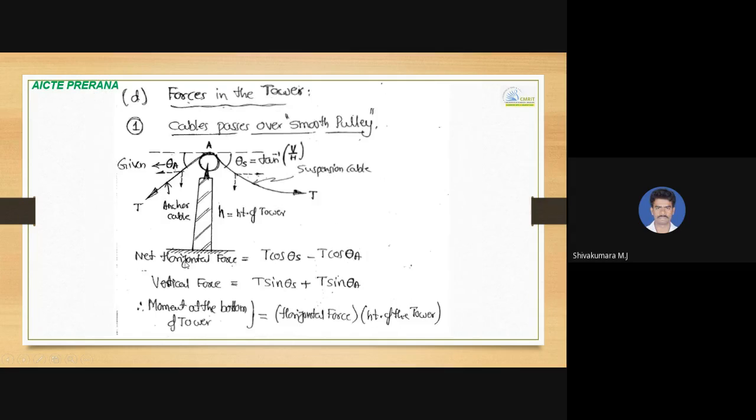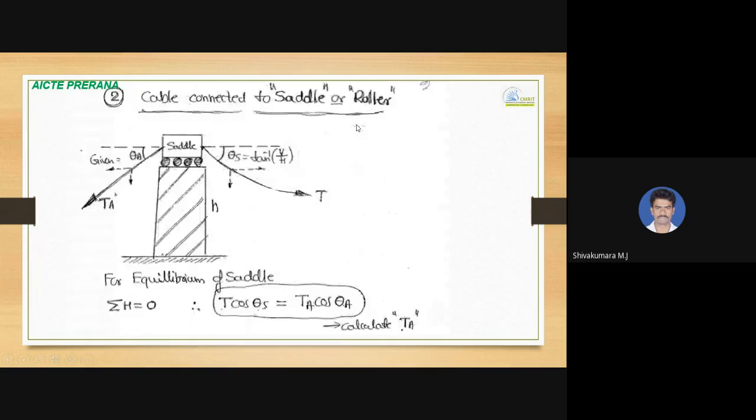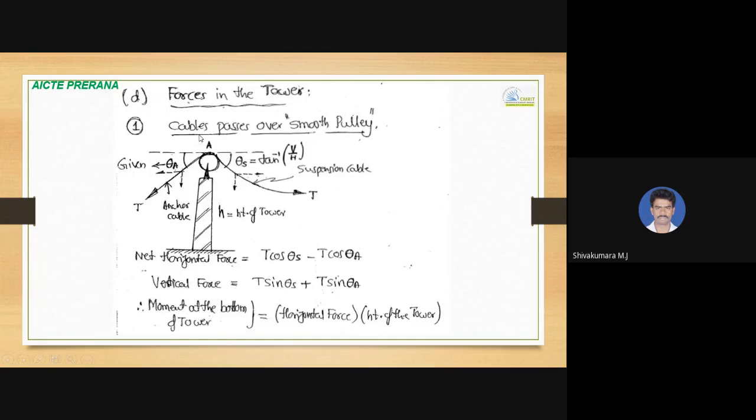And then the forces coming on the tower, if you want to calculate them, two conditions will come: cable passes over a smooth pulley, and cable connected to a saddle or roller. So first condition, if the cable passes over a smooth pulley like this, the tension force in the cable is the same as the tension force in the anchor cable. And the direction of the anchor cable, which can be fixed, depends on the site scenario. And then the direction of this cable can be calculated by looking at the values of V and H.